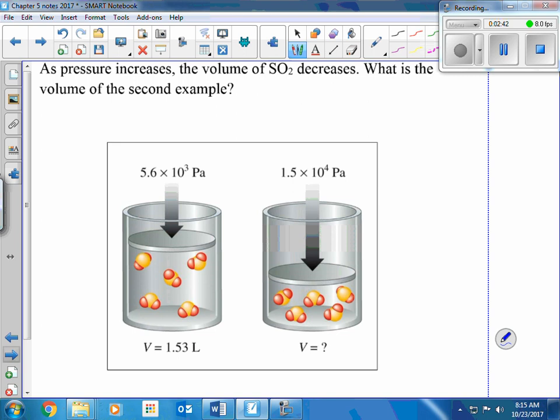So if we look at this diagram, you can see that it says as pressure increases, the volume of the sulfur dioxide decreases. What is the volume of the second example? You can go ahead and calculate that out, but you can see that your value for the volume should decrease based on the pictures here. And that just makes sense. If I'm increasing the pressure, the volume is going to decrease. And again, that's an inverse relationship with Boyle's law.